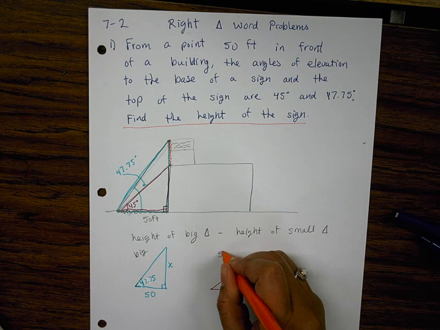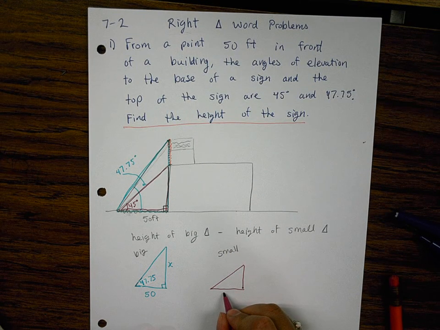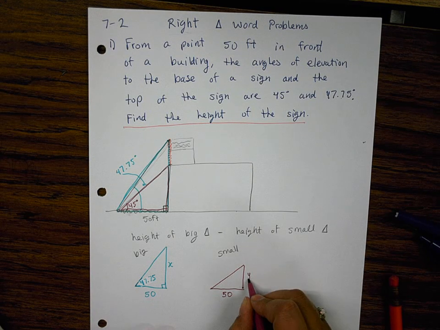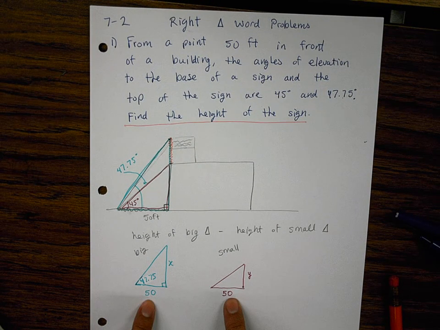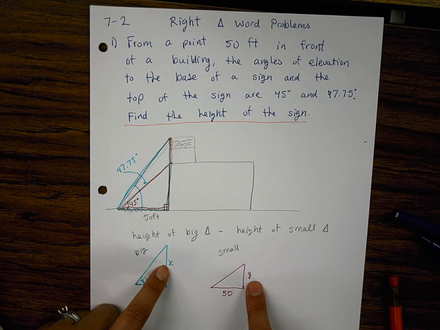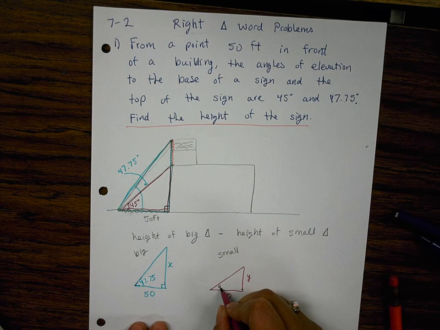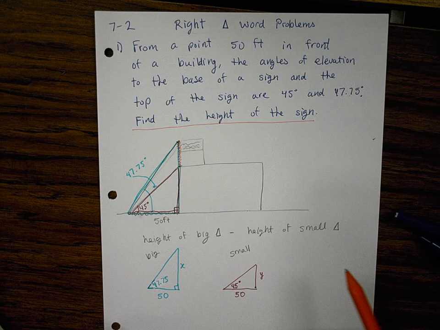Again, because that's the bigger triangle first. And then I'm going to draw the small one second. Base is still 50. We don't know the height. I'm going to use a different variable, so I'm going to call it y. So the two bases are the same, 50 and 50. Height is x, height is y, and the angle of elevation is 45 degrees.